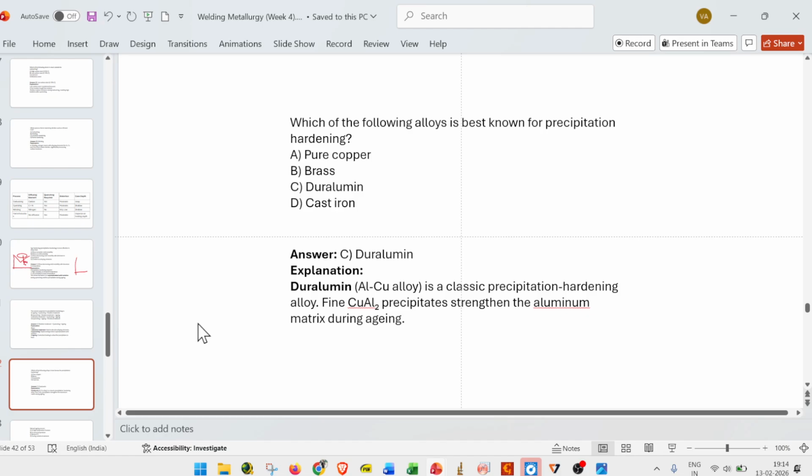Next, which of the following alloys are best known for precipitation hardening? Okay, pure copper. No, if it is pure copper there is no supersaturation. Brass, no, brass will not be formed. Duralumin, that is nothing but a copper and aluminum combined alloy. Yeah, here the precipitates will be formed. And cast iron, no, cast iron also not.